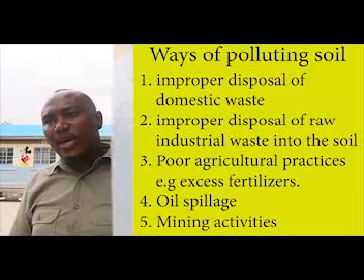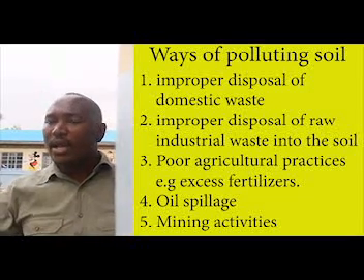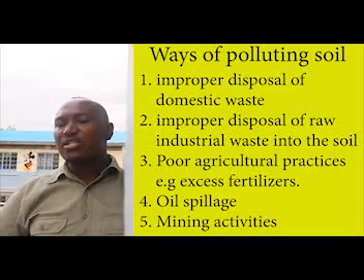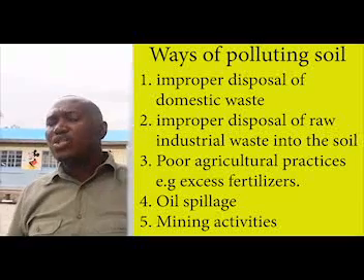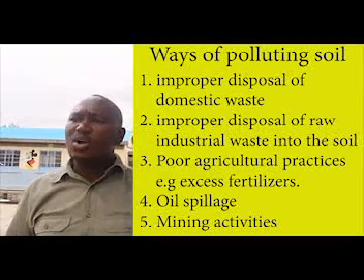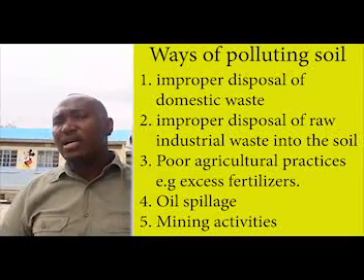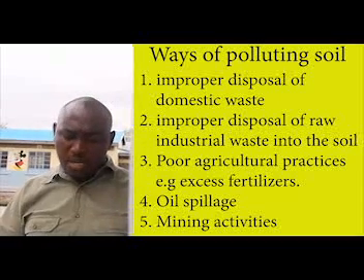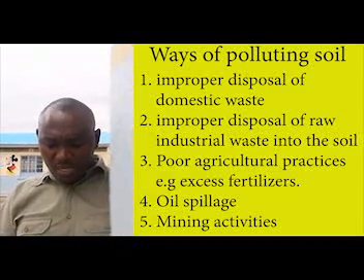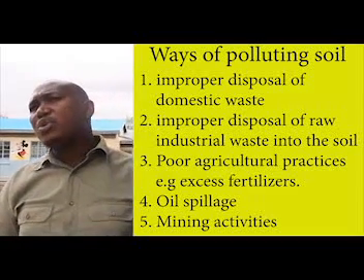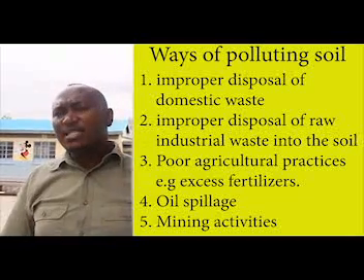Where is it going to spill? It's going to spill on the soil. So when it is introduced in the soil, we say that the soil becomes contaminated. Oil is a pollutant. Oil is a contaminator. The soil becomes impure. Another way in which you can pollute soil is mining activities.